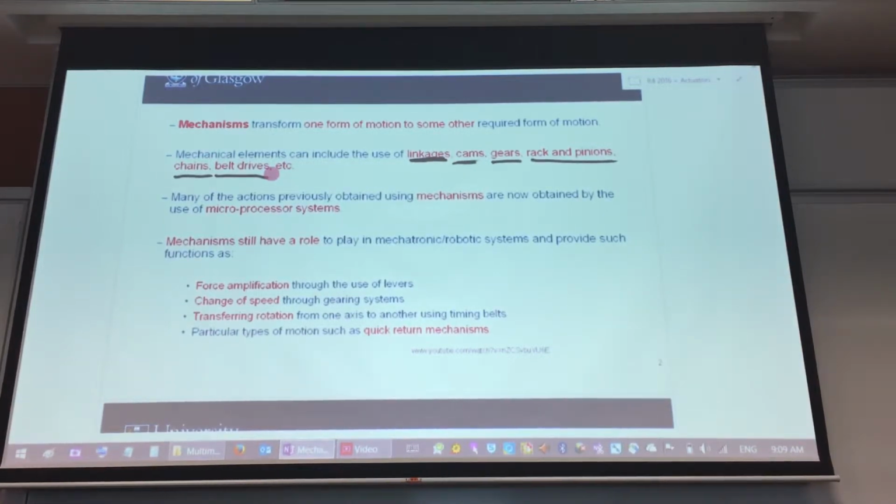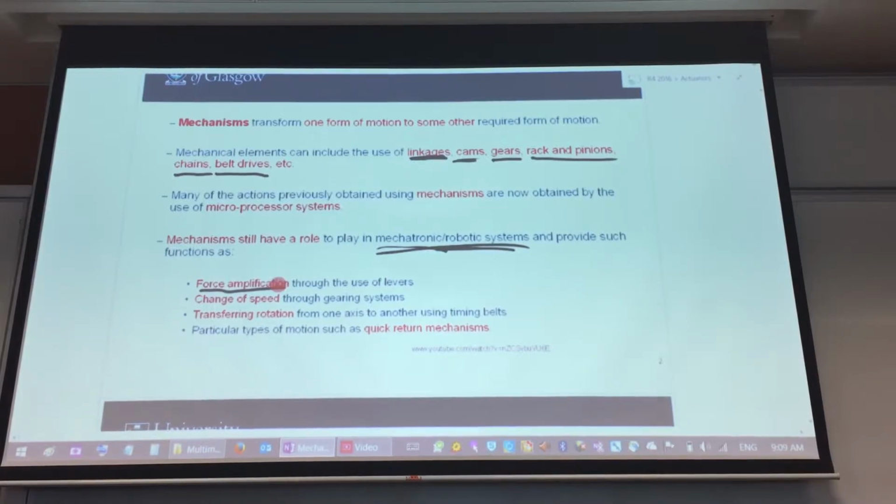You can afford to buy that off shelf and start playing with it. It can do a lot of things with microcontroller. So we use that to control the mechanism. So mechanism still has a role in mechatronics, robotic system. Some of my FYP students are using a lot of that already. They provide functions like force amplification for the mechanism.